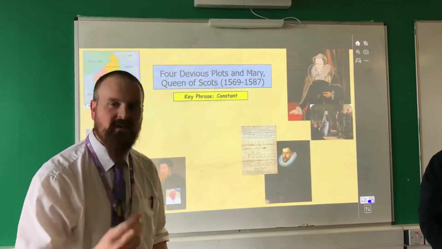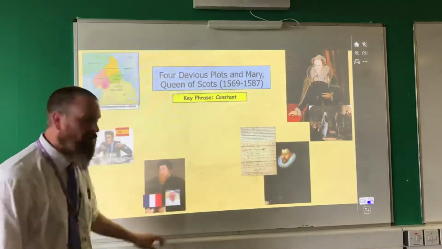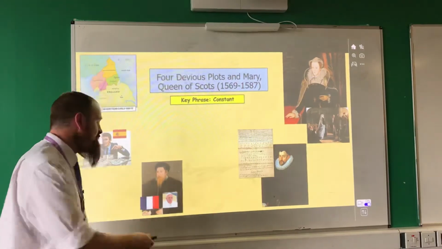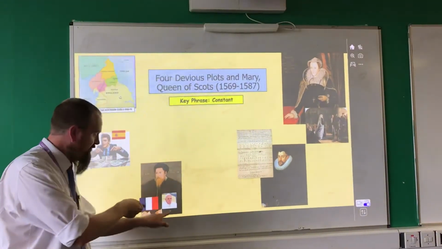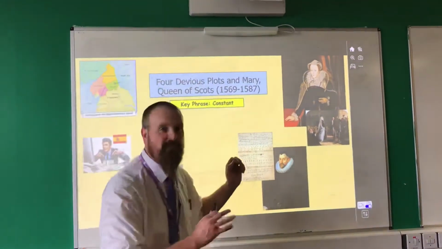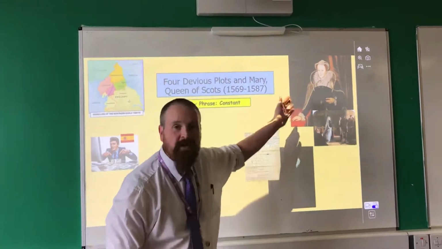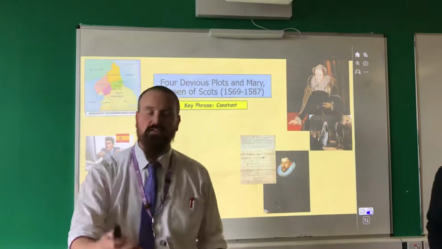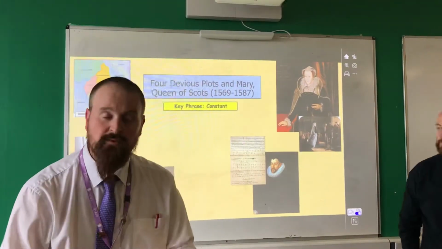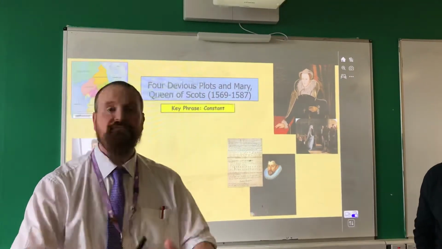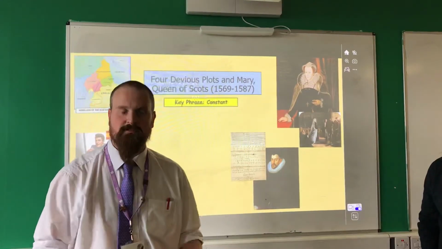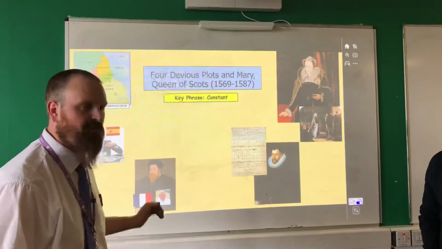Third plot, this is when it gets harder. 1583. A guy called Francis Throckmorton, it's called the Throckmorton plot. He wants, with the help of the French and a grumpy Pope, to get rid of Elizabeth and replace her with Mary, Queen of Scots. But once again, Elizabeth's spies working for Francis Walsingham find out about the plot, they arrest old Throckmorton, and the whole thing falls apart. That's 1583, the Throckmorton plot.